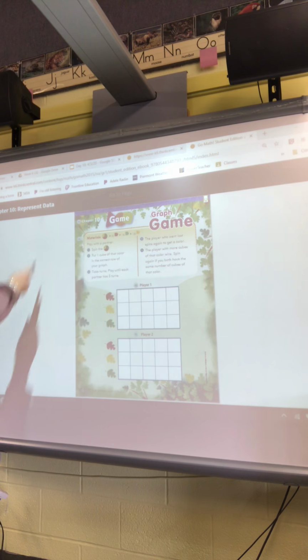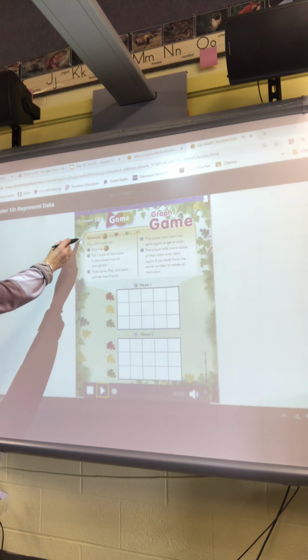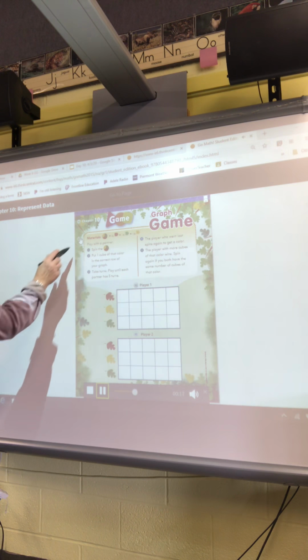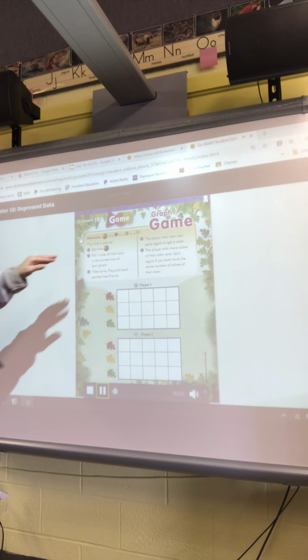And then this is a game that you can play. I'll let you listen through the directions. Chapter 10. Game. Graph game. Materials. Spinner. 16 red cubes. 16 green cubes. 16 yellow cubes. Play with a partner. 1. Spin the spinner. 2. Put 1 cube of that color.